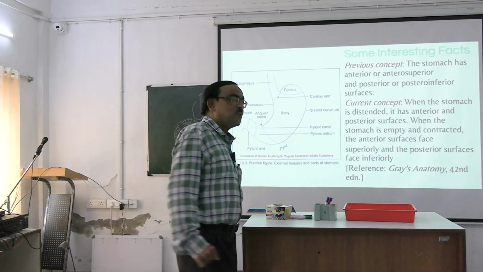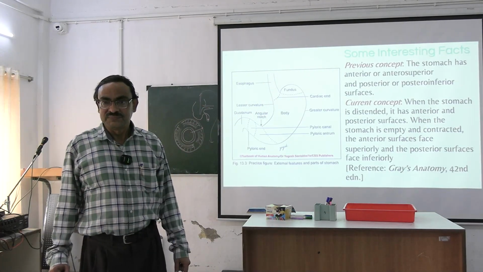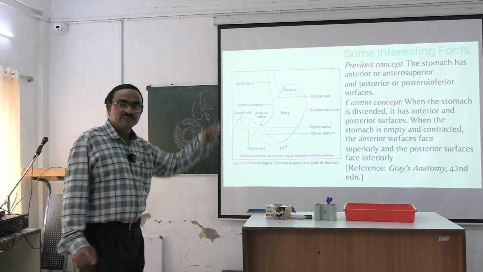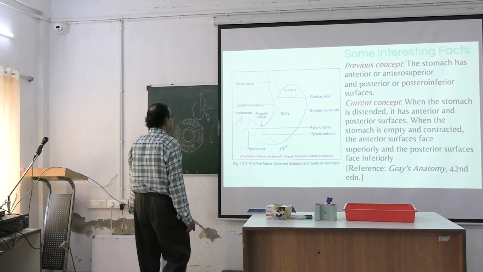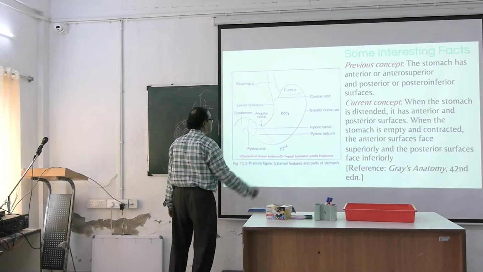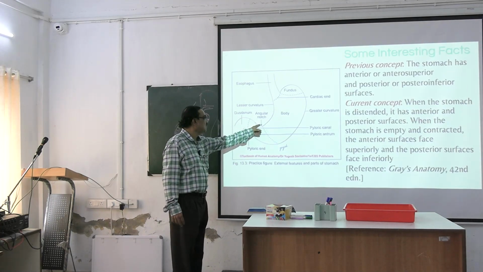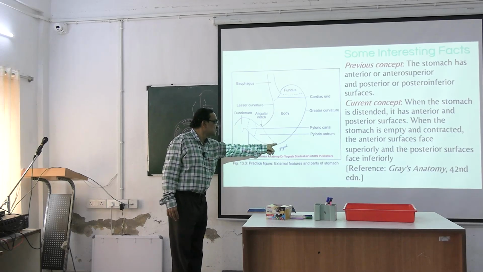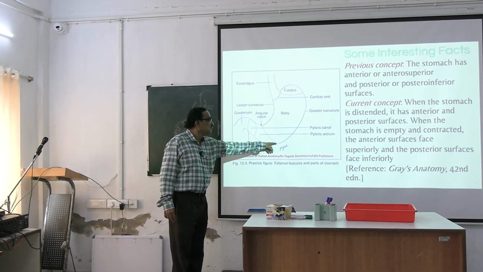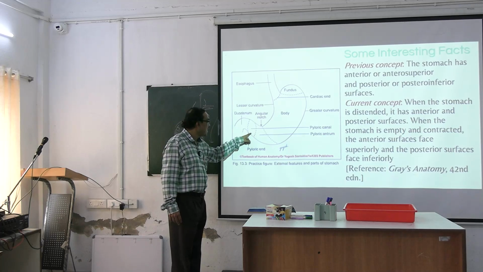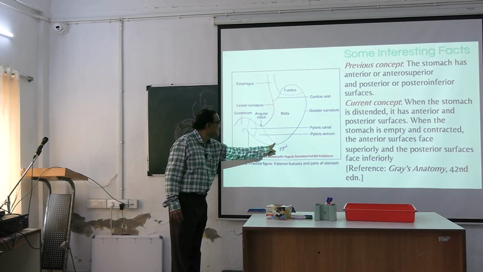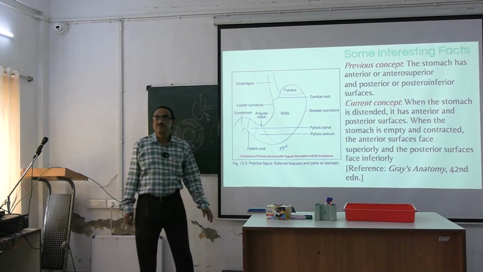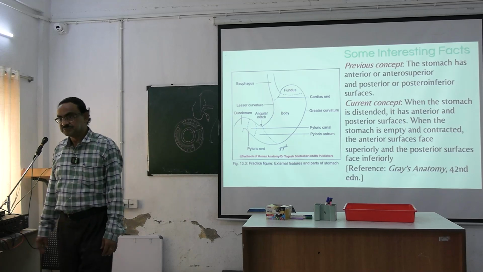Now about the body. What is the extent of the body? From the fundus, if we draw a line from the angular notch, it will touch the greater curvature, and there is an opposed bulge. Okay, here we will get it.